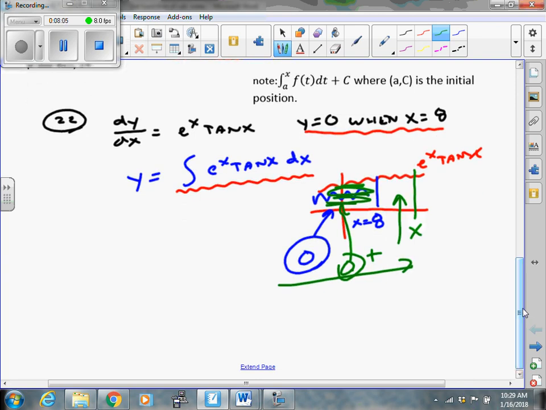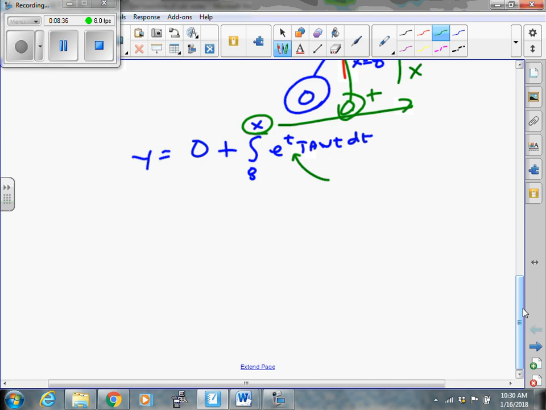So the best way to interpret this is y equals the initial value, which is 0, plus the area under the curve from that position, 8, to some value x of e to the t tan t dt. Notice I'm using t's because I have an x here, which means I need a dummy variable inside the function. I know you want me to do another one, so here is question 24.